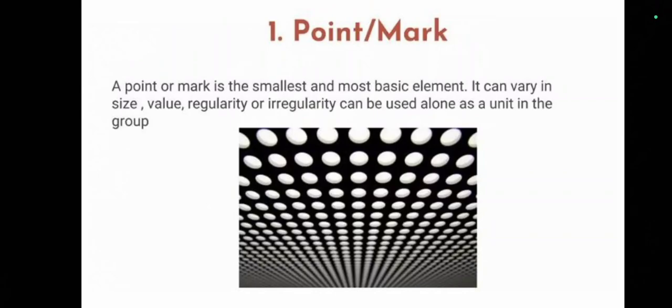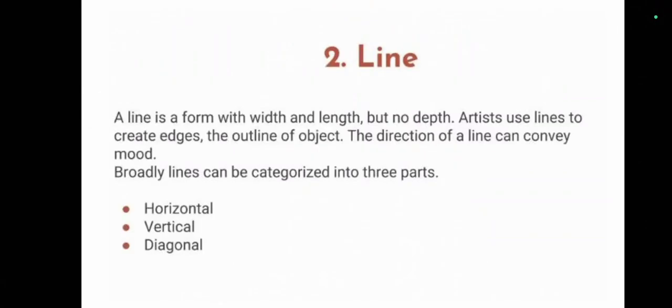Next up, a number of points will form a line. The line has length and width, but it doesn't have any depth. Artists sometimes use lines for edges and outlines, but for us, lines represent connections, boundaries, and sometimes also the motion of a car or bike, which we represent by showing lines. Broadly, lines are classified into 3 types: horizontal, vertical and diagonal lines.